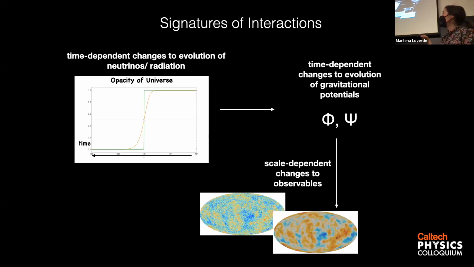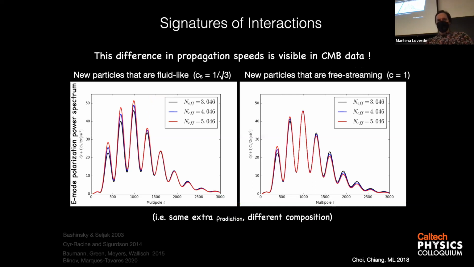That transition is something that is time dependent, and that will lead to time dependent changes in the evolution of things that determine our observables. For instance, the gravitational potentials in our universe, which give rise to the anisotropies in the temperature and polarization data. So these time-dependent changes in these things will lead to scale-dependent changes in our observables here. So here's an illustration of this.